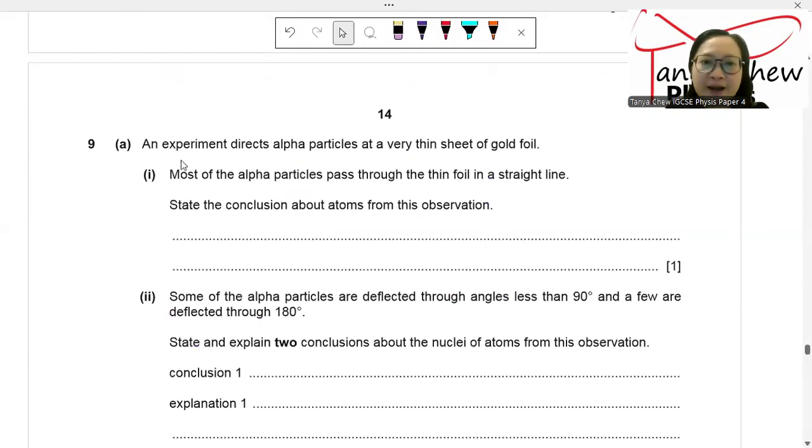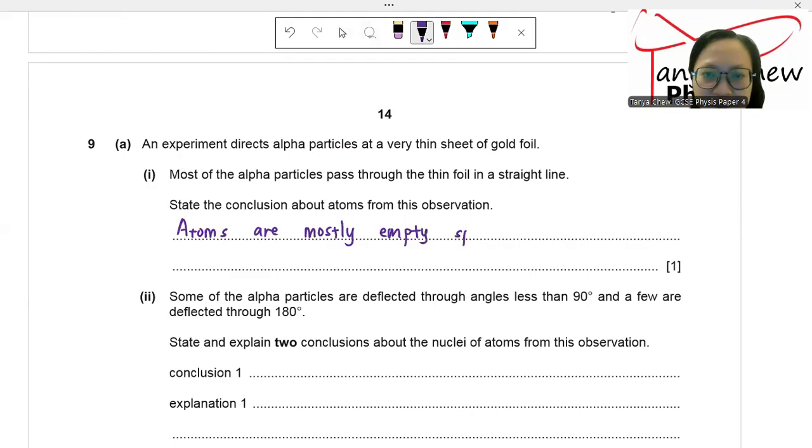An experiment directs alpha particles at a very thin sheet of gold foil. First part, most of the alpha particles pass through the thin foil in a straight line. State the conclusion about atoms from this observation. Of course. Why? Because the atom is mostly empty space, right? So there's nothing inside the atom. So atoms are mostly empty space. That is why, right?